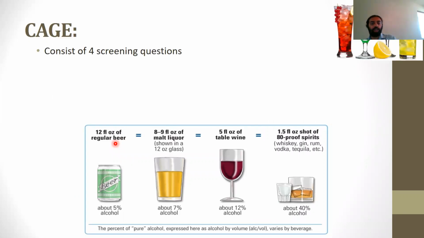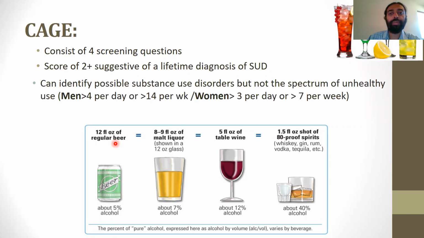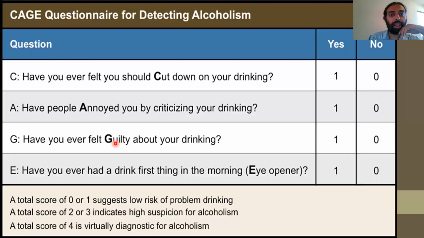One is the CAGE questionnaire, which is really just 4 screening questions. This is often used, I know, in primary care settings to screen someone's alcohol use. It's 4 questions, and if someone answers yes to more than 2 questions, it is suggestive of a lifetime diagnosis of a substance use disorder. So it's, again, quick. It's just 4 questions, but allows one to pick it up, right? And these are the 4 questions here listed.